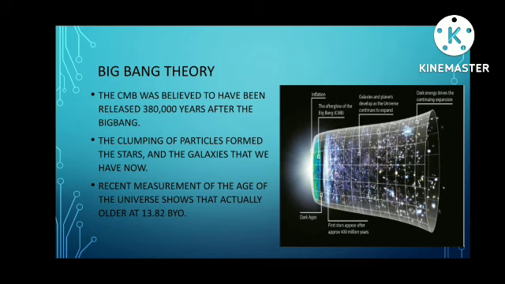So the CMB was believed to have been released 380,000 years after the Big Bang. So in 380,000 years, the temperature cooled down. Therefore, the clumping of particles formed the first stars and the galaxies that we have now. So in the recent measurement of the age of the universe, it shows that it is actually 13.82 billion years old, not 13.7 billion years old.